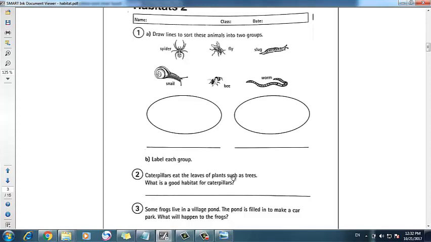Caterpillars eat leaves of plants such as trees. What is the good habitat of caterpillars? He's asking us about the good habitat of the caterpillar, and he told us that it loves to eat leaves of plants such as trees. What is the name of the habitat in which we find so many trees? Think. It's the forest.